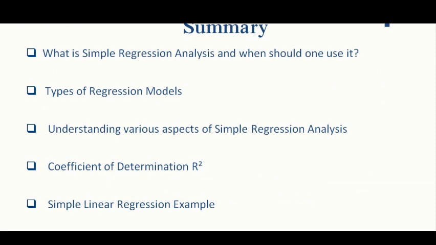So, today what we have learnt is about simple regression analysis in the two-variable or bivariate setup. When should we use it? What are the objectives behind using simple regression analysis? Then types of regression models, which is actually general, not only for two variables. Understanding various aspects of simple regression analysis: how to compute the estimates A and B using the least squares principle, the coefficient of determination R square, what it indicates, how it specifies the strength of the relationship between the two variables, and an example using SAS procedures.